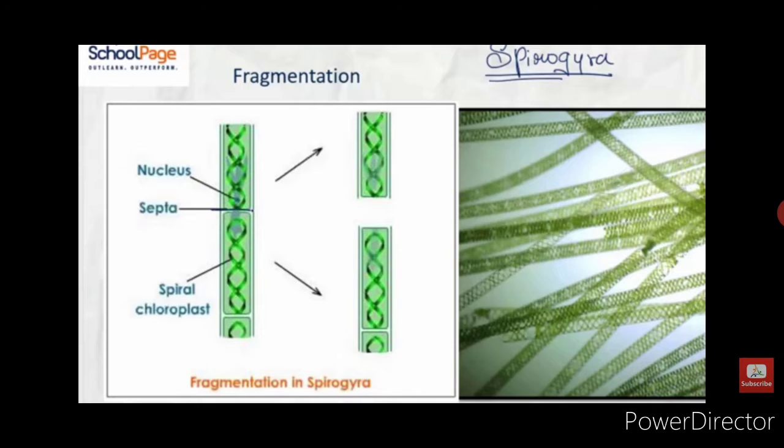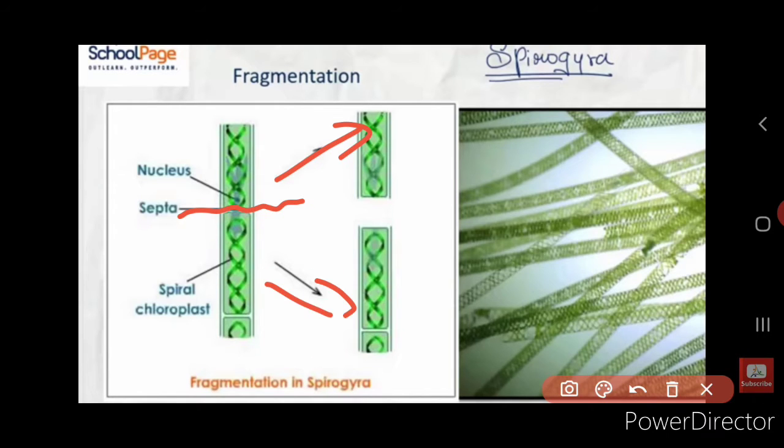Now if you see Spirogyra, it's a type of algae. It's in the form of a filament. You can see here in the picture, it's in the form of a filament, and each filament has at least one cell, and this gives rise to a new filament by cell division. Here you can see that it breaks in the middle and splits into two fragments, and each fragment grows into a new Spirogyra. So this is called fragmentation.